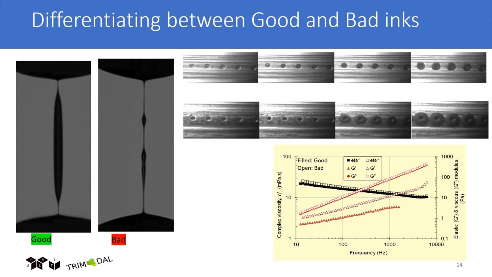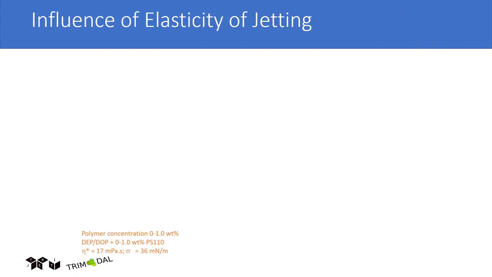Now look at this. What happens with this? If you print the first one, you still get the second one. It doesn't jet over time. It just floods the whole nozzle plate. Yeah. So here's another example.